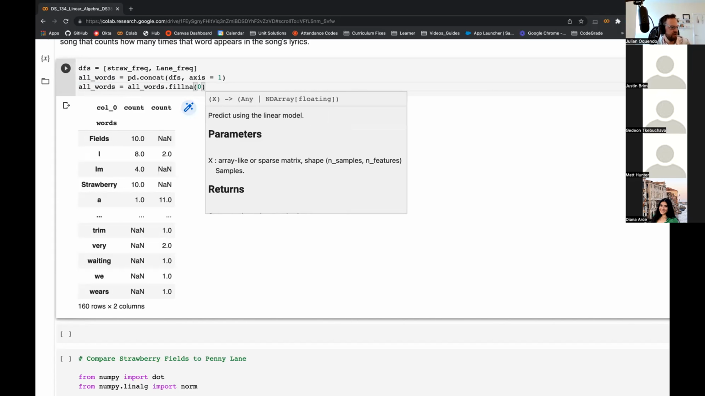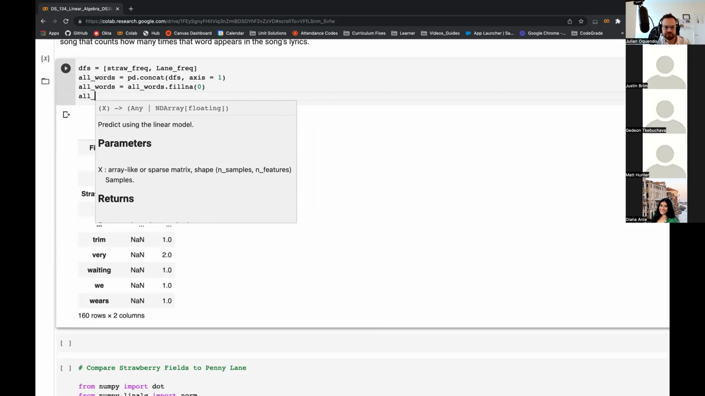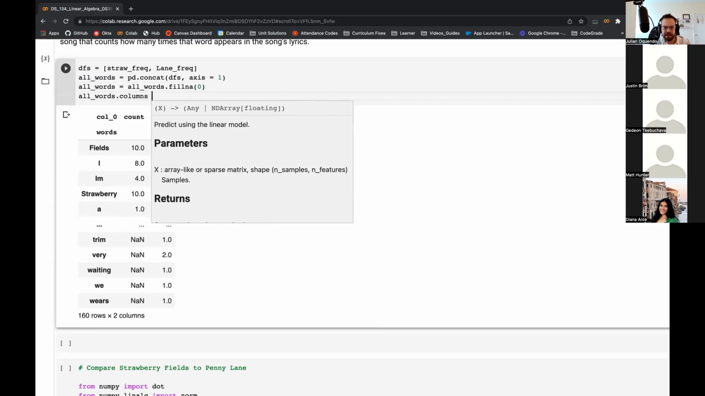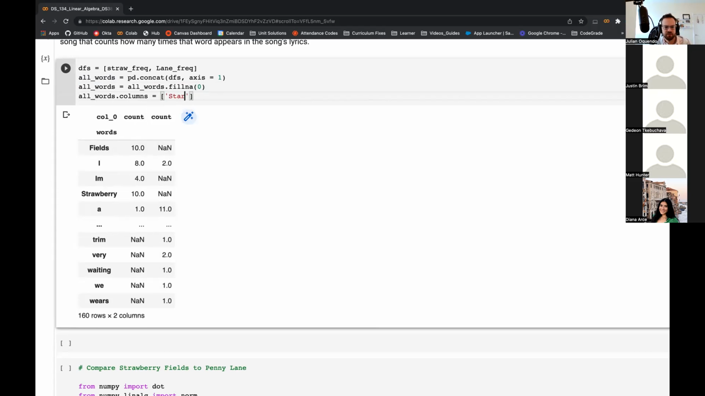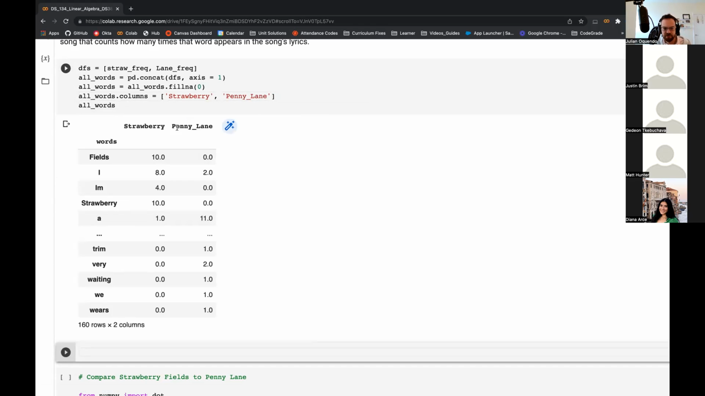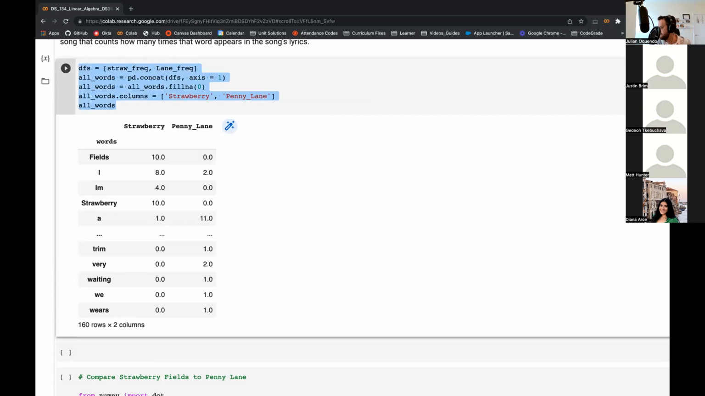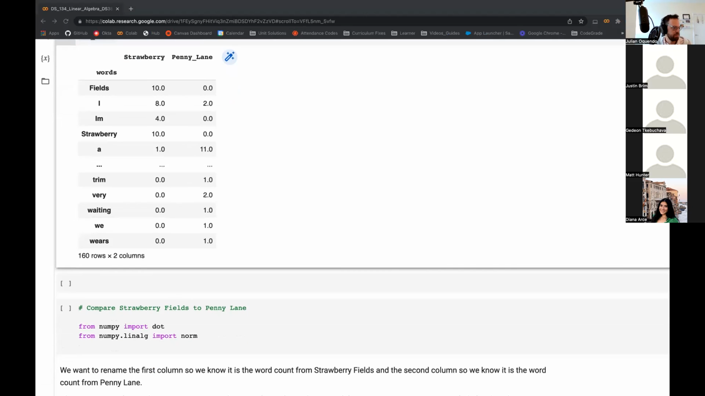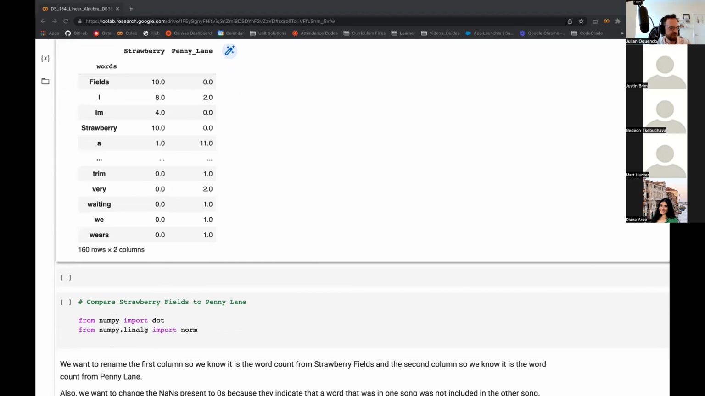I'm going to fill those null values. And then I'm going to rename my columns. So Strawberry Fields is the first column. We're going to call that Strawberry. And my second column, I'm going to call it Penny Lane. So note I've done a series of transformations to my data set. Now I have a data set that essentially shows how frequently a word pops up versus how frequently it does not pop up.